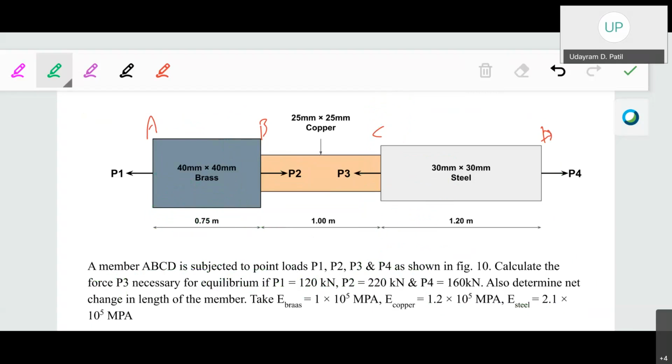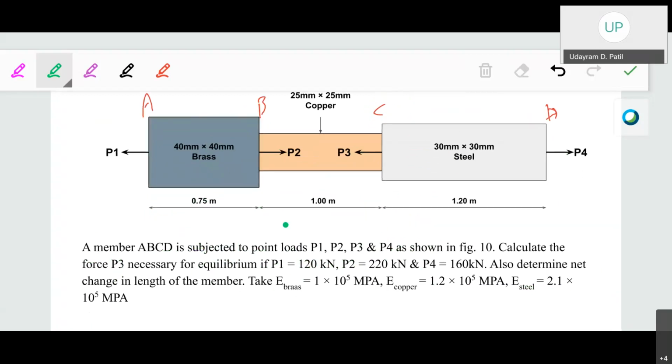The Young's modulus for the various materials are given. First section is of brass, therefore Young's modulus of the brass is 1 multiplied by 10 raised to 5 MPa. For the copper it is 1.2 multiplied by 10 raised to 5, and for the steel it is 2.1 multiplied by 10 raised to 5 megapascal, that is Newton per mm square.